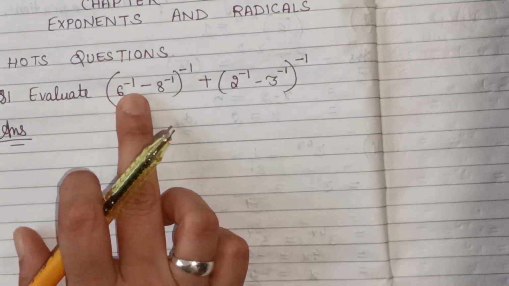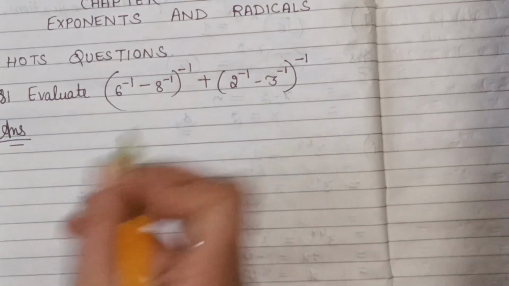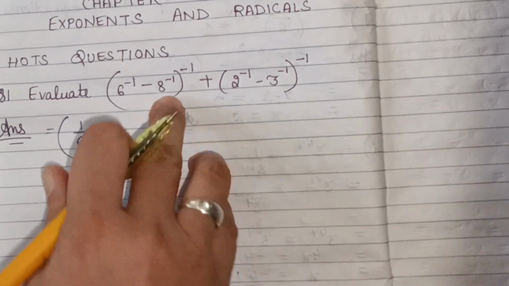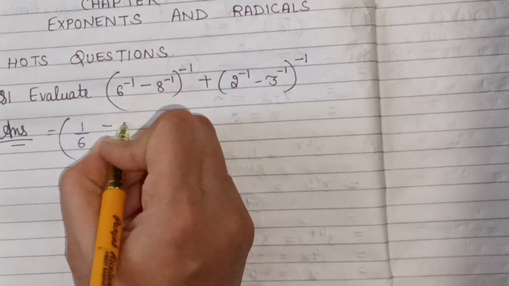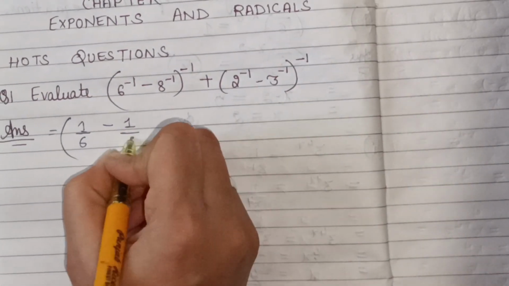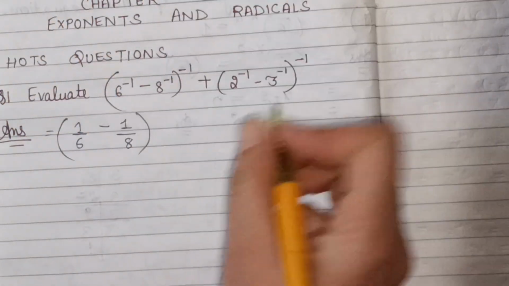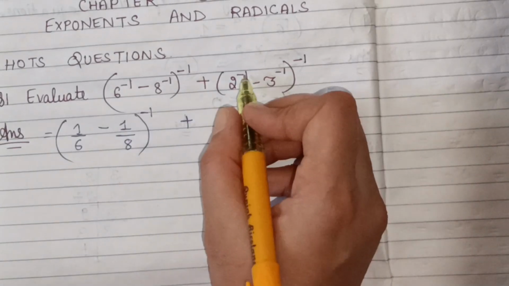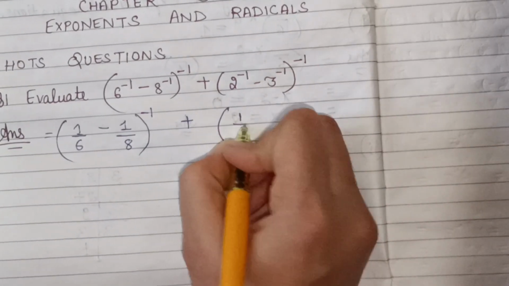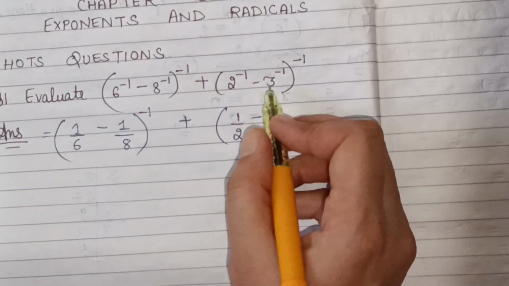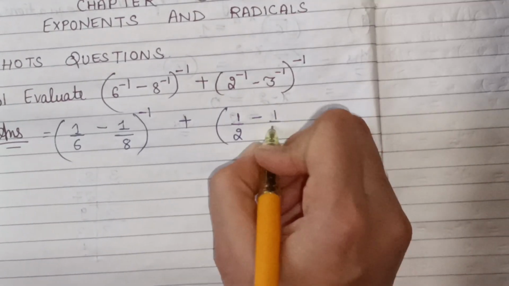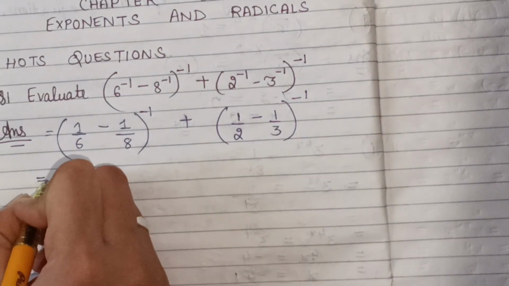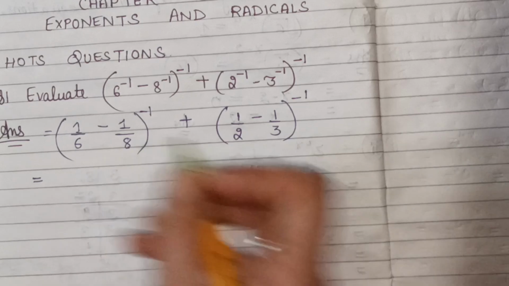I make the negative exponent a positive exponent by writing 1 upon 6, minus 8 raised to power minus 1 as 1 upon 8, all with exponent minus 1, plus 2 raised to power minus 1 as 1 upon 2, minus 3 raised to power minus 1 as 1 upon 3, all raised to power minus 1. Now I take the LCM of 6 and 8.